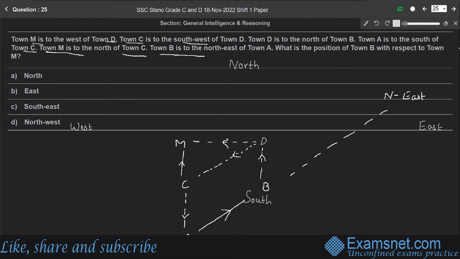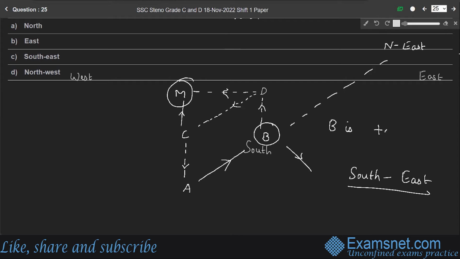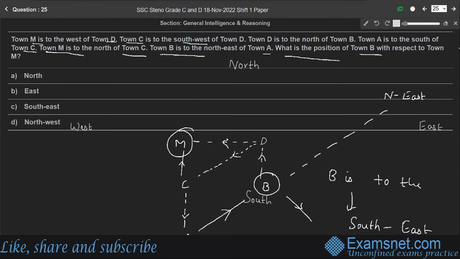Right? So then what is the position of town B with respect to town M? So town B is to the southeast of town M, southeast, right? So town B is to the southeast of town M. Am I right? Therefore, option C is the right answer.